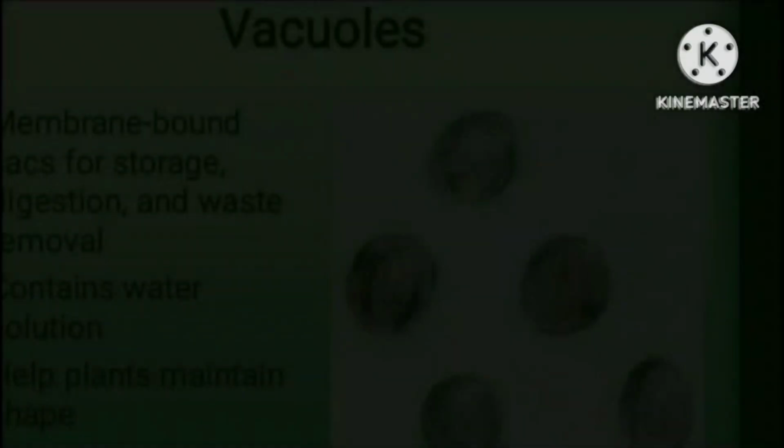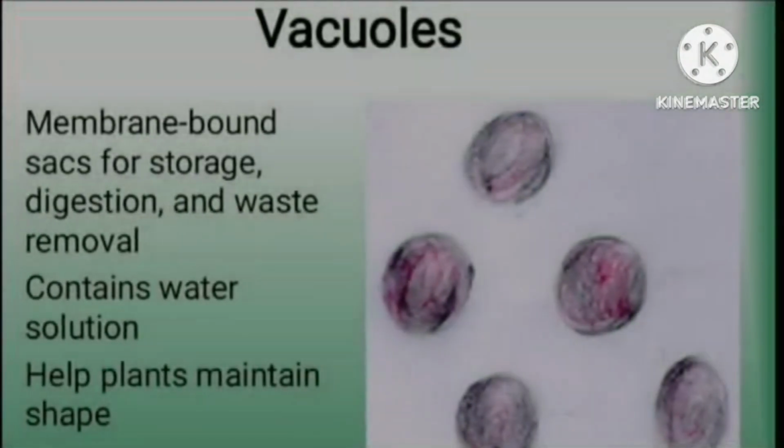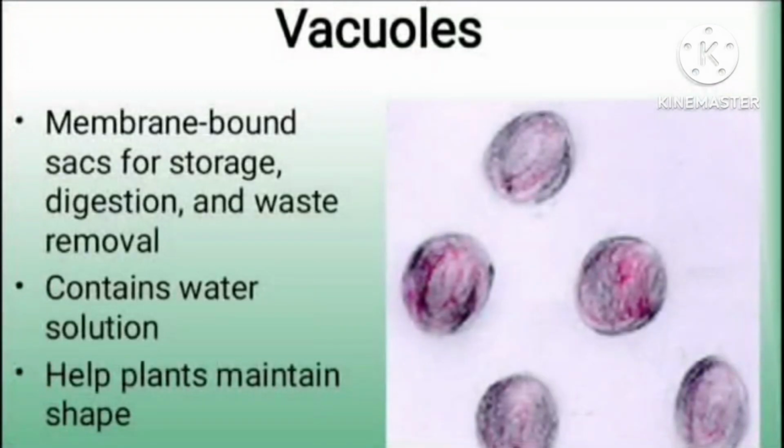The next organelle is the vacuole. A vacuole is an organelle inside plant and animal cells that stores water and some waste. The function of this vacuole is to store material in a cell. It can hold food for later use or waste for removal.